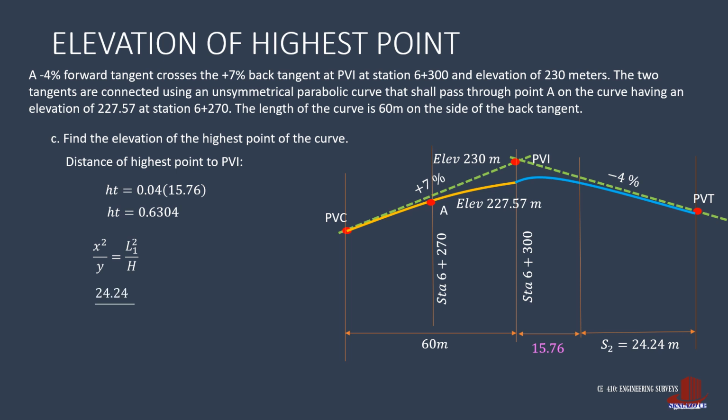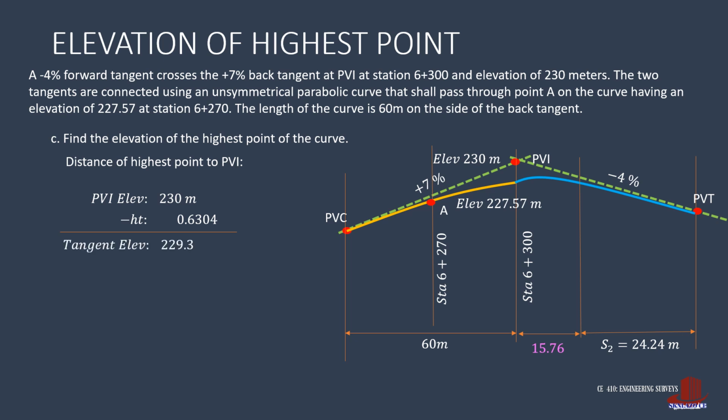Next is to determine y using the vertical offsets function. And getting the square of 24.24 is to y as 40 squared is to 1.32. Y is then 0.48 meters. With these two vertical distances figured out, we start from the elevation of PVI at 230 meters. Subtract the height of 0.6304 to take the tangent elevation of 229.3696. Then again, take out y of 0.48 to provide the elevation of the highest point as 228.8896 meters.